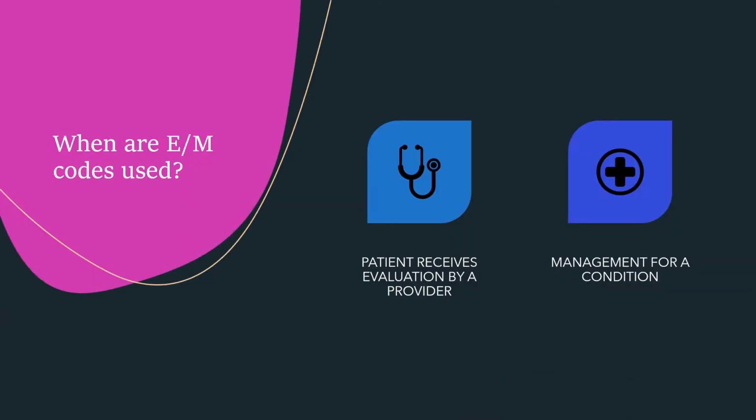When are E&M codes used? When the patient receives evaluation by a provider or management for a condition. So an example of the very first one, when a patient receives evaluation by a provider, would be when a patient is seen for a physical exam and counseling. Management of a condition would be when the patient goes in for a medication refill request.